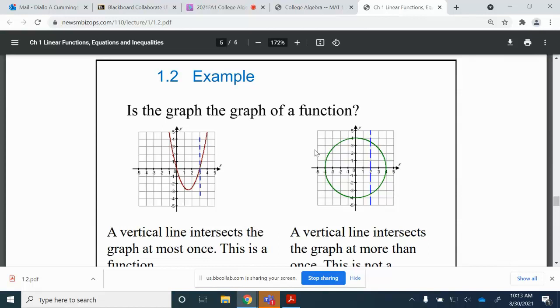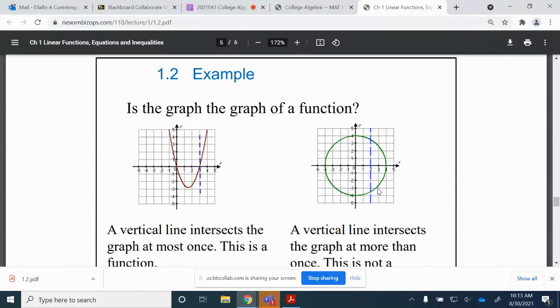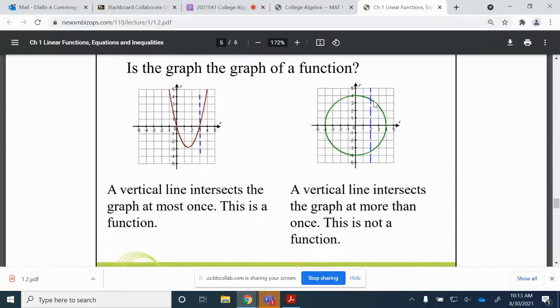Now let's take a look at the green graph, which is the graph of a circle. If we were to apply the vertical line test to a circle, notice that we have more than one point of intersection. We actually have 2 points of intersection. So the green graph is not a function. In order to determine the domain and the range, the domain follows x, the range follows y. To determine if that graph is a function, you must perform a vertical line test.